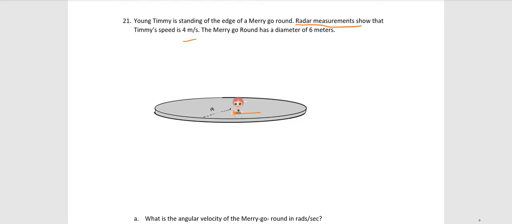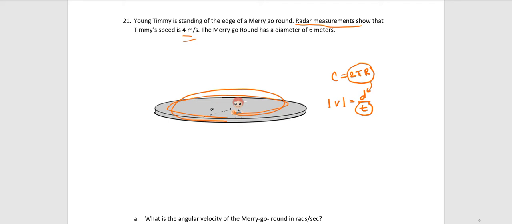So Timmy's going in a circle like this, and the circle has a radius r. So the distance that Timmy travels in one cycle, or one trip around, is 1 circumference. And keep in mind, that's 2 pi times the radius of the circle. So that's a number you should be able to calculate fairly easily. Now, Timmy's speed, which remember is the magnitude of your velocity, is equal to distance over time. So if you use 1 circumference for your distance, you can then calculate a time, and that will be the time to go around exactly once.